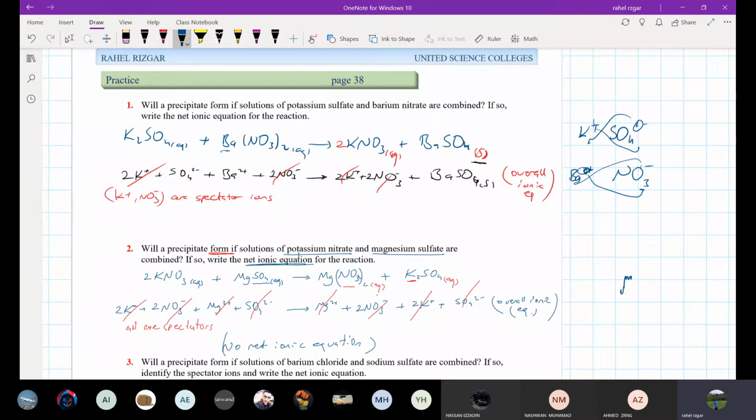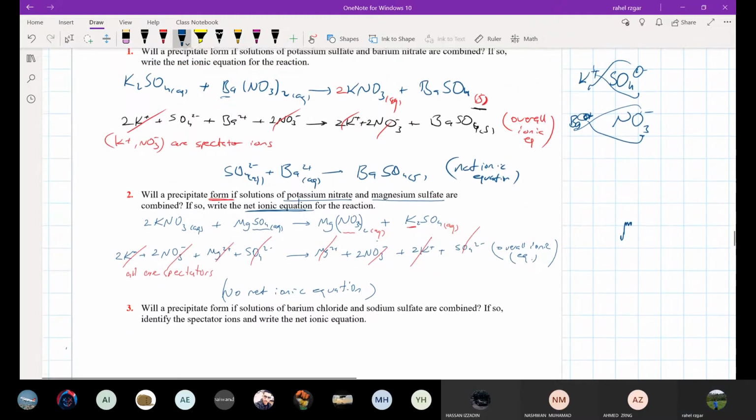Then when potassium and nitrate are cancelled or removed because they haven't reacted with anything, they are just spectator ions. So the reaction was between SO4 and barium, where they change from aqueous to a solid, barium sulfate. They become solid. So we call this the net ionic equation. All right, so this was the net ionic equation.